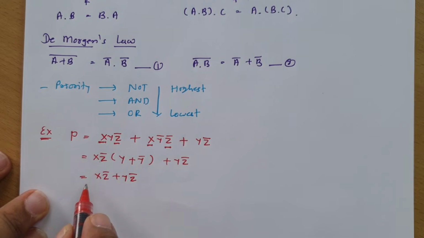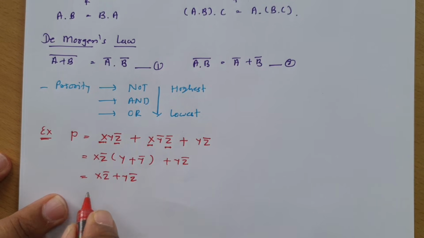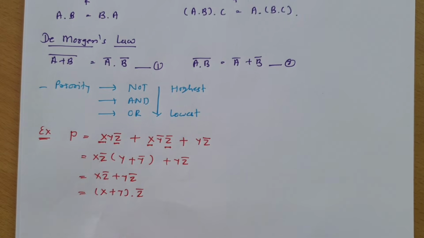And here we need to see whether further simplification is possible or not, but I don't see anything possible from here. So this is the final answer, and you can also write this answer by taking z bar common: (x plus y) dot z bar. So see, this is how we can simplify Boolean equations, right? I hope that you have understood this.